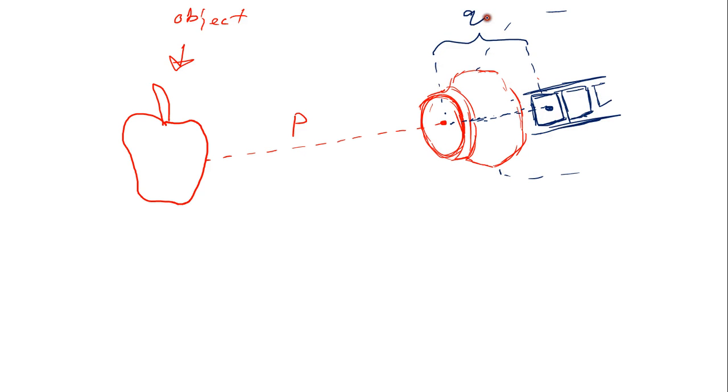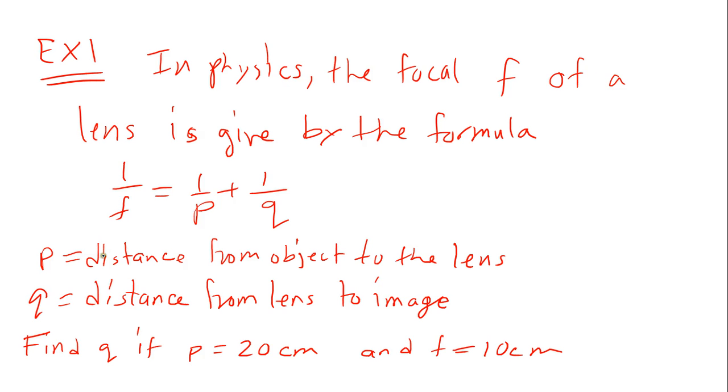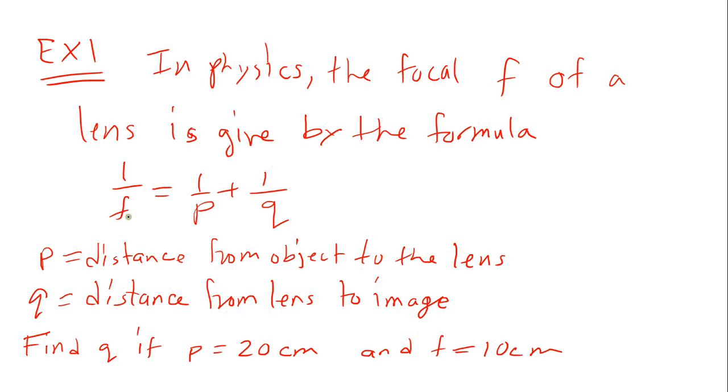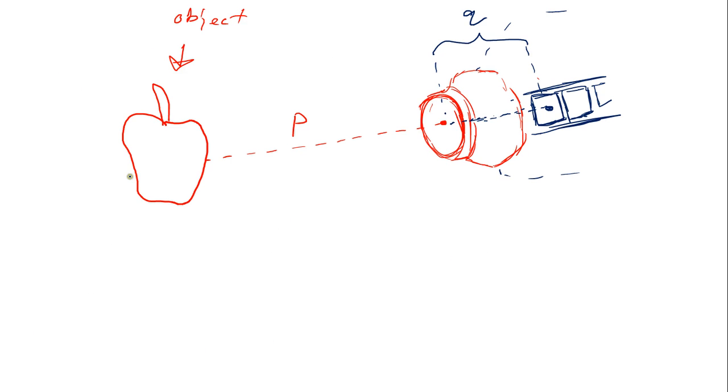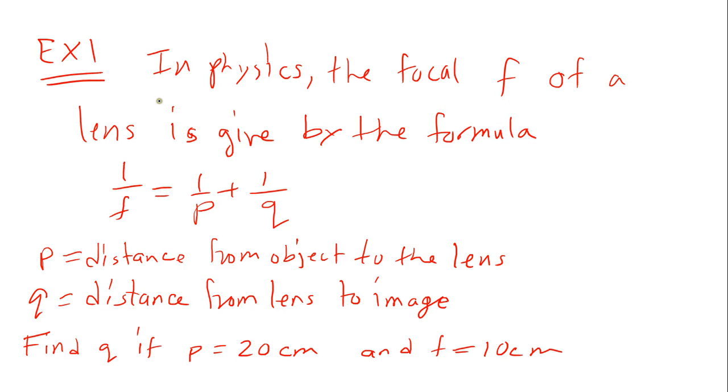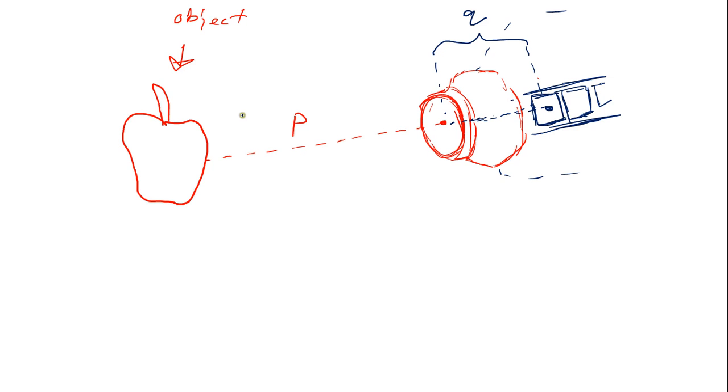So basically this is Q. I guess all of this drawing wasn't even really necessary for the problem we're doing, but it gives you an idea of what they're actually talking about. You can solve this in probably 30 seconds. We have 1 over F equals 1 over P plus 1 over Q.